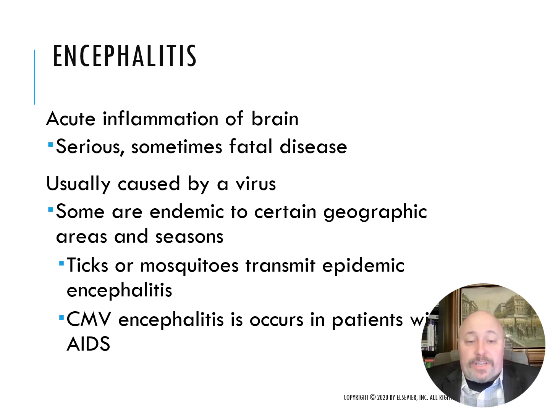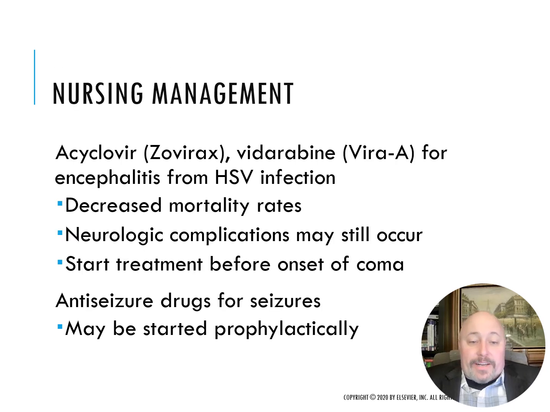Encephalitis is an acute inflammation of the brain that comes along with serious and sometimes fatal disease. Usually caused by a virus, some are endemic to certain geographic areas and regions. Other causes like ticks and mosquitoes can transmit epidemic encephalitis, as well as CMV encephalitis that occurs in patients with HIV and AIDS. And finally, for nursing management, we're going to be looking at drugs like acyclovir and other antivirals that work to decrease the mortality rates, as well as the neurologic complications that may still occur. Start treatment before the onset of coma, and consider anti-seizure drugs for seizures that may be started prophylactically.